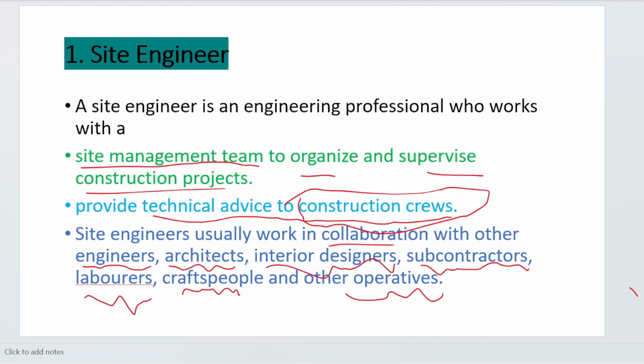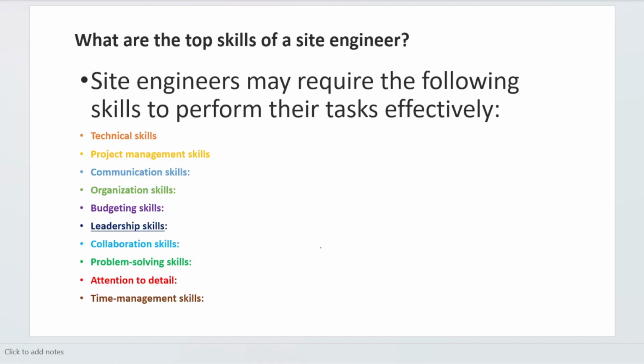The main responsibility of a site engineer is, first, he will work with a site management team to organize and supervise construction projects. Second, provide technical advice to construction crews. Now you understand what construction crews are. The third one, the site engineer usually works in collaboration with other engineers, architects, interior designers, subcontractors, laborers, craftspeople, and other operatives. Okay, so now what skills are actually required for a site engineer?